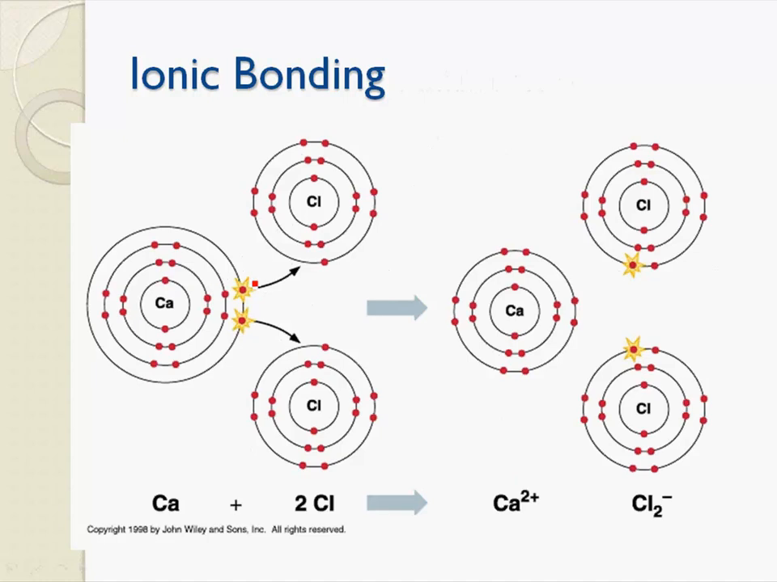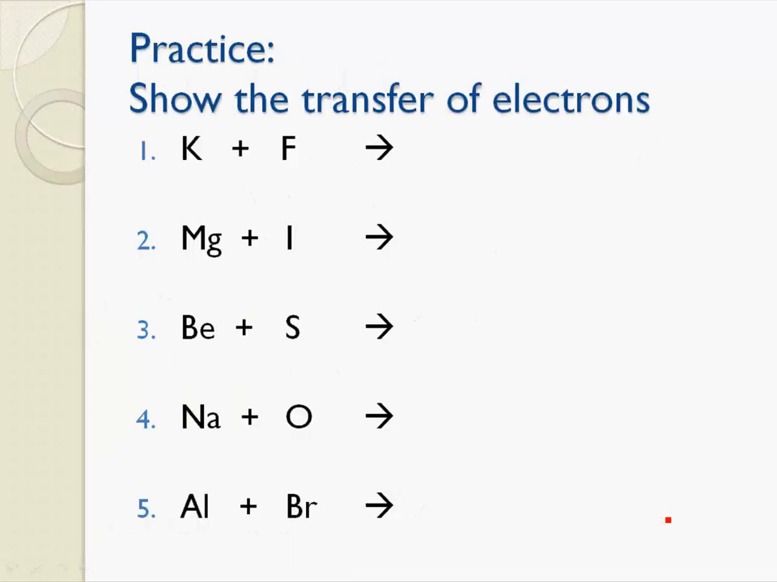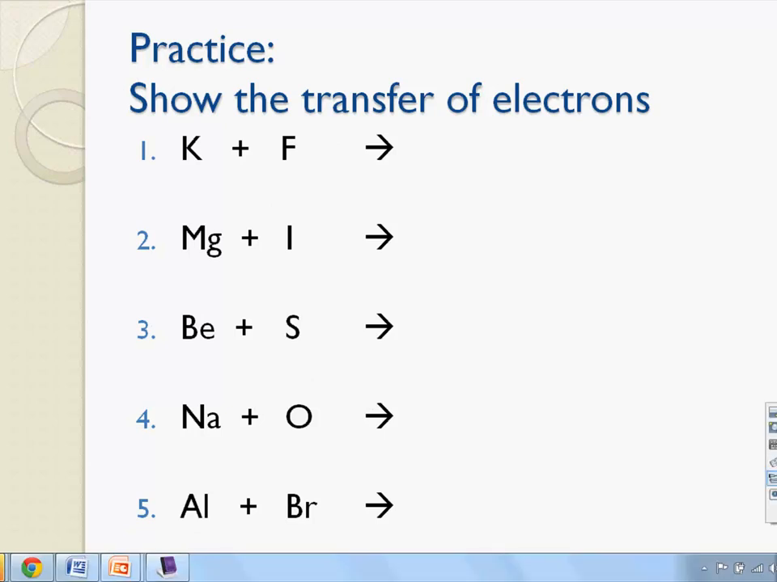Okay? Calcium's got 2 to give, but chlorine only needs 1 each. So calcium's going to give 1 electron to the upper chlorine, the second electron to the lower chlorine, and this is how you would write it out in the Bohr model. And notice, Xander, that we're starting to put subscripts. You don't really have to do that now, but we're going to learn more about that later. Okay, so go through and fill in the ionic compounds for these practice problems.